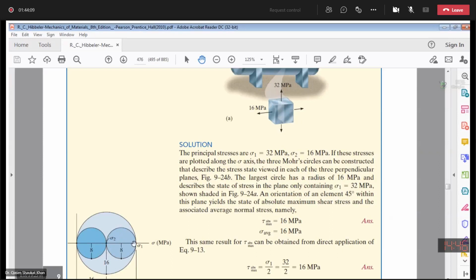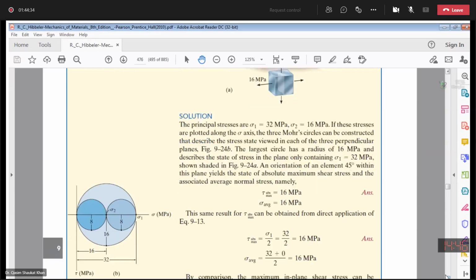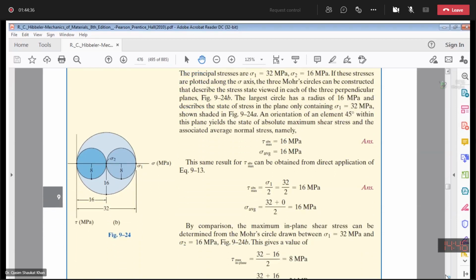In xy, we will connect sigma 1 with sigma 2. So the radius will be sigma 1 minus sigma 2 over 2: 32 minus 16 is 16, so its radius will be 8 megapascals. So the absolute maximum shear stress will be 16 megapascals and the maximum in-plane shear stress will be 8 megapascals. Is this question clear? If you have any query, please ask me.